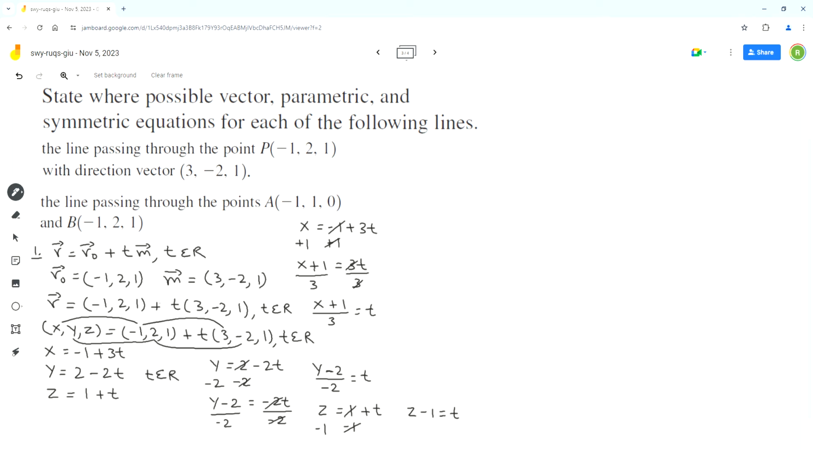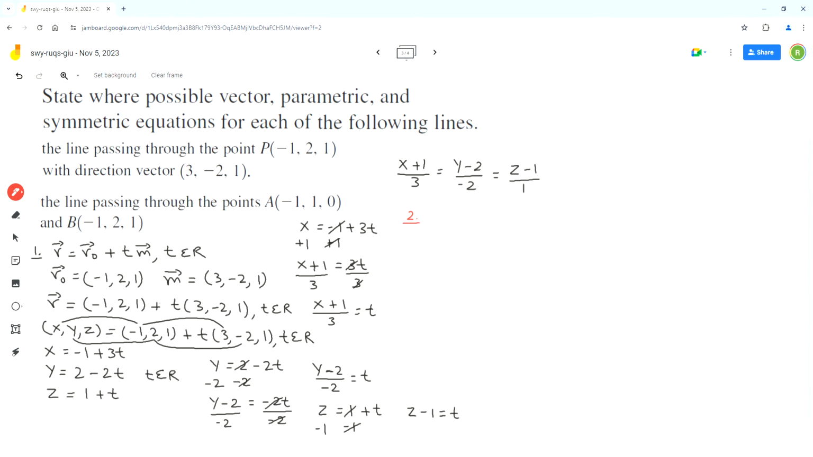For the symmetric equation, we should write these expressions for t equal to each other. For the z part, we should put 1 in the denominator. So this is the equation of the line in symmetric form. So we are done with the first line. Now we can analyze the information for the second line.